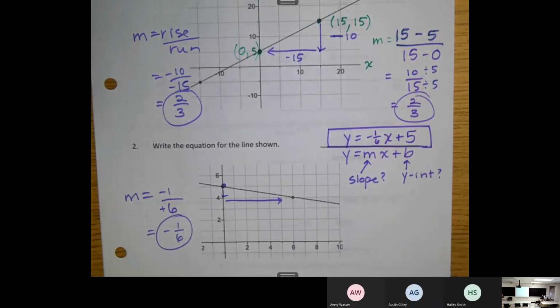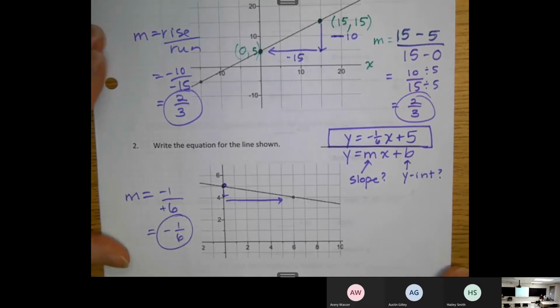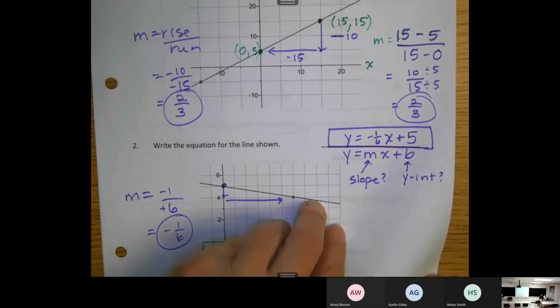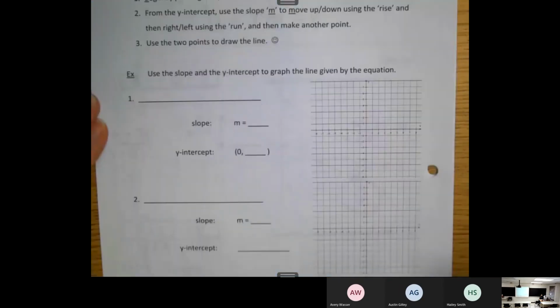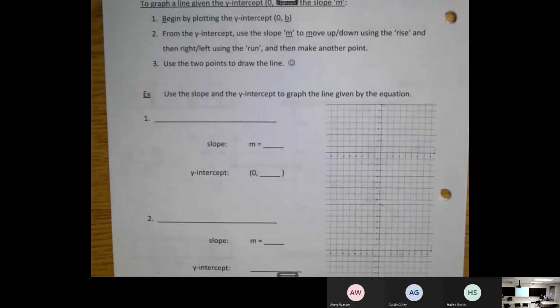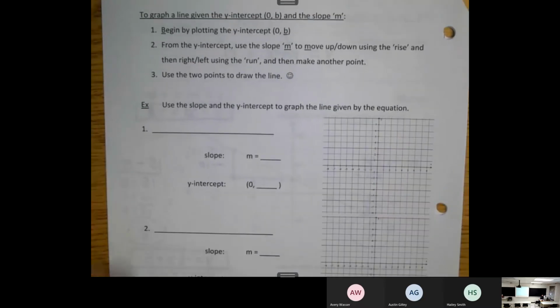How about some questions for us on our front page? Using the slope and y-intercept to write the equation. Those can be pretty quick and easy once you get the hang of it. We can use those same ideas to graph equations more quickly than we have in the past.